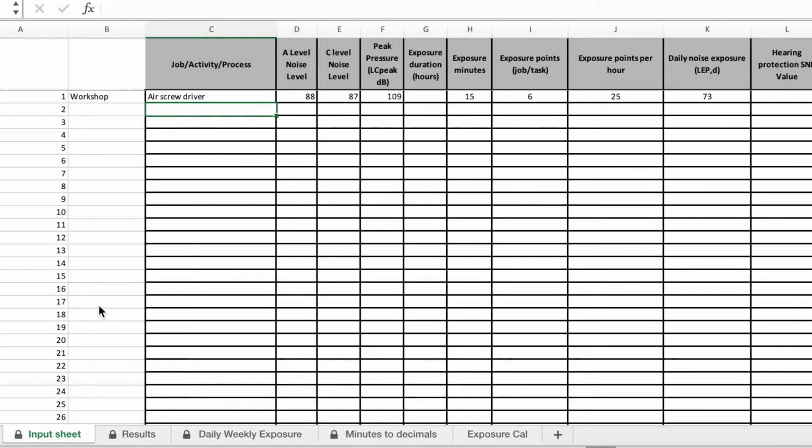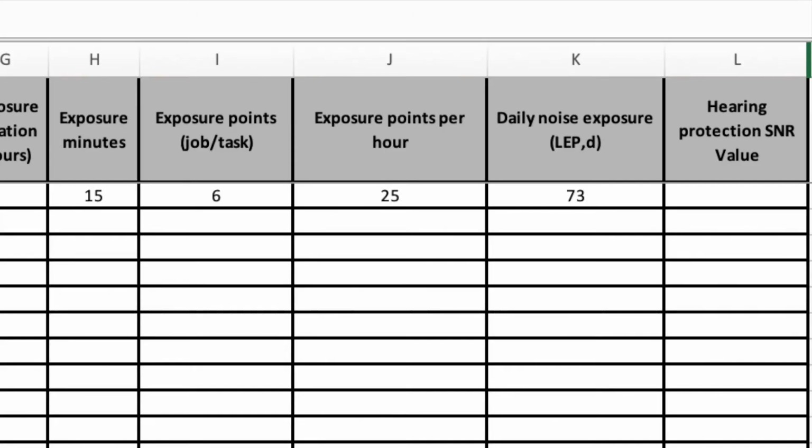The duration that people use the tools for is inputted into the next 2 cells in hours and minutes. The sheet then returns the exposure points for task and per hour. In the next cell the time weighted average is calculated and a daily noise exposure is given. The final cell gives you the SRN which is used to make sure you have the right hearing protection.